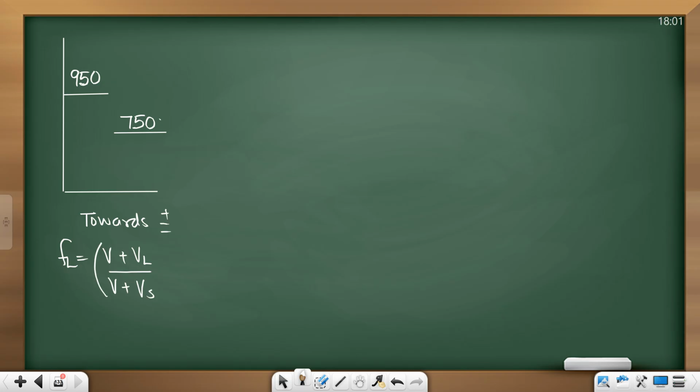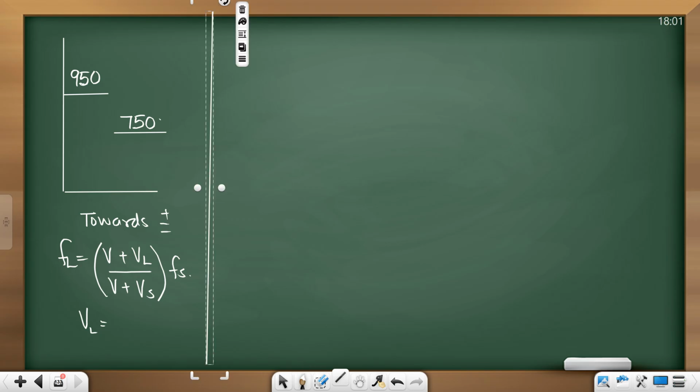Please always write the formula first. Which one is stationary? The listener. So VL is equal to what? 0. Look at what we are going to do very fast. It takes 3 minutes or so.